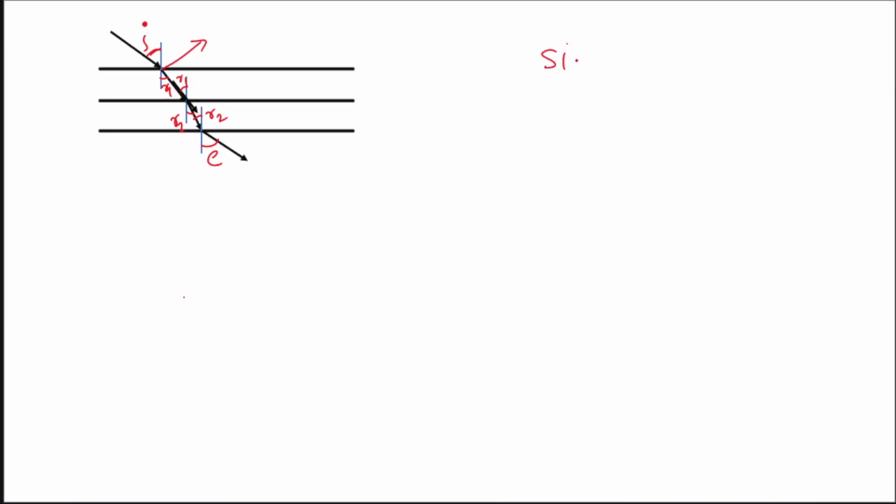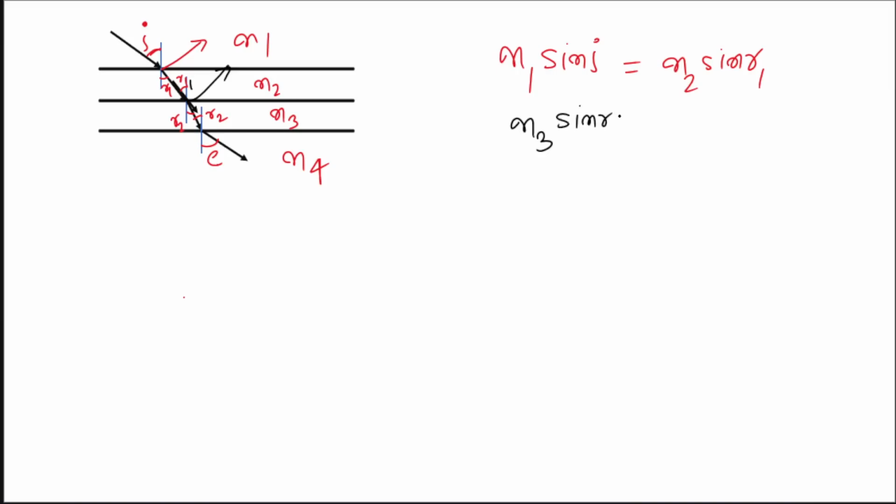You will be writing sin I. Let's say this is N1, this is N2, this is N3, and let's say this is N4. Okay. So N1 sin I is equal to N2 sin R1, right? Now let us write Snell's law at this point. If you write at this point, angle of incidence is R1, angle of refraction is R2. So you can write here N3 sin R2 is equal to N2 sin R1.